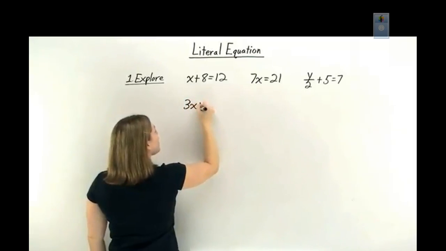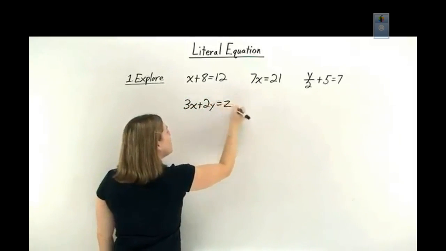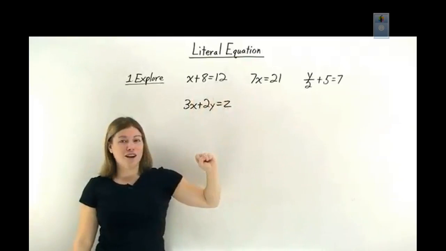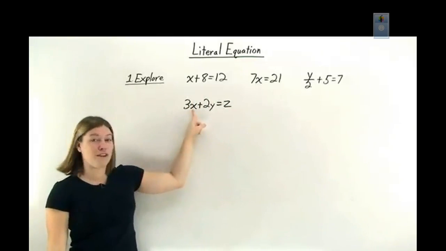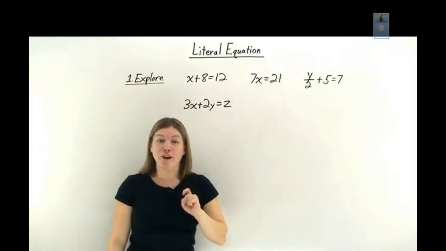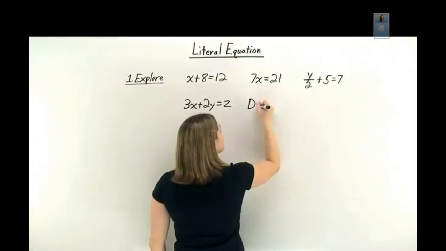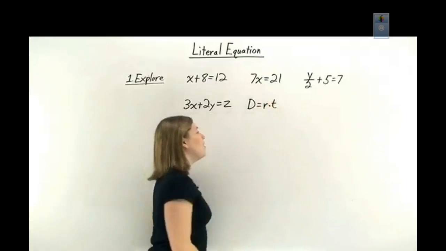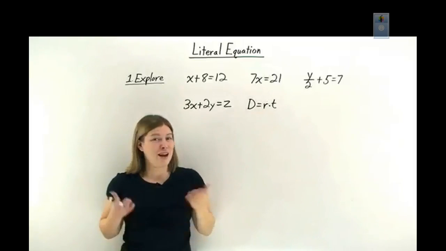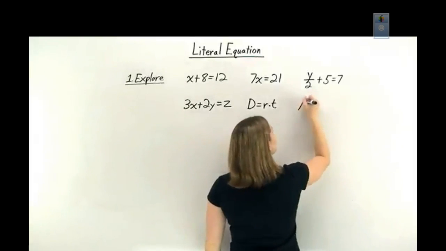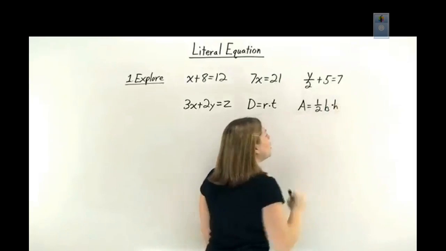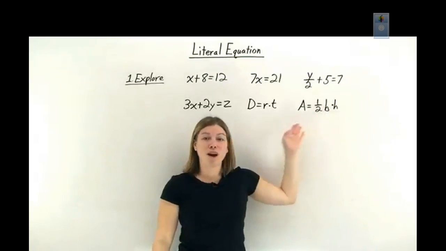Let's say we have 3x plus 2y equals z. Here we do have an equation, but it's a little bit different from the ones we just saw. Notice, this equation has three variables, x, y, and z. All of those earlier equations only had one variable. Now what if we had an equation like this? d equals r times t. This is another equation. But notice, this one just has three variables, and no numbers. Or what if we had something like this? A equals 1/2 times b times h. Here again, we have more than one variable.